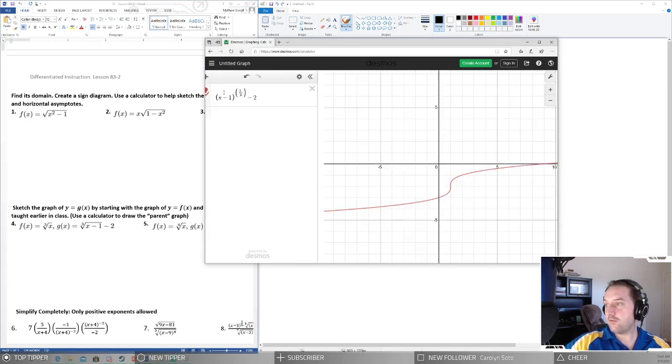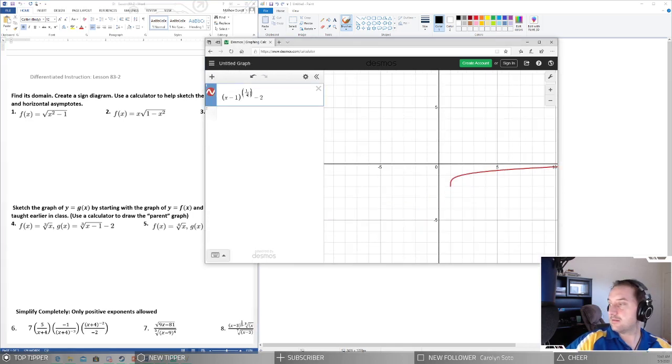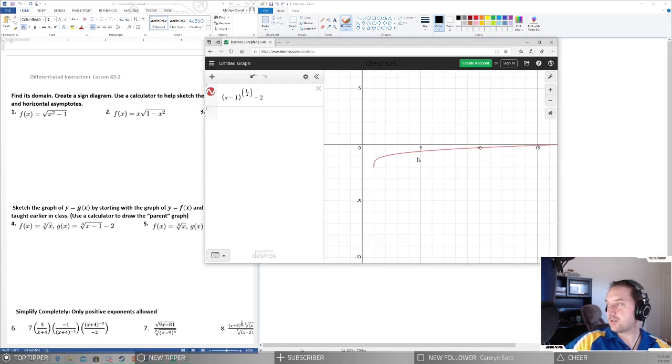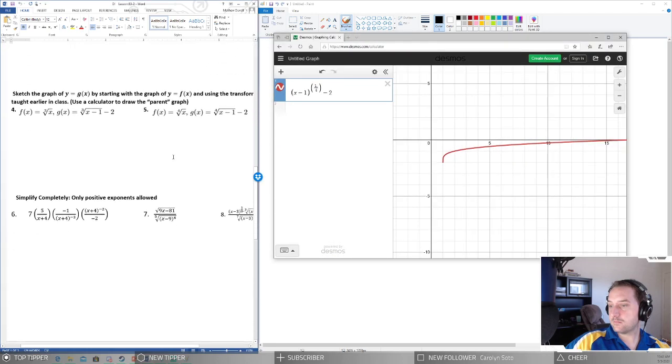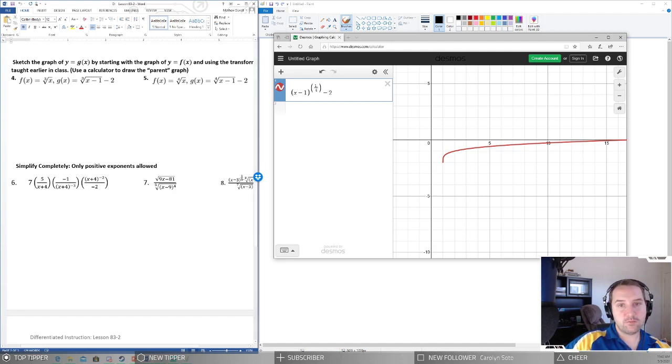For a 1/4 root, it looks like a square root function, but it's not as smooth. And so same idea without the shifting, it starts at 0, 0, and then with the shifting it moves over 1 and it moves down 2. So it moves over 1 and moves down 2. Any questions on numbers 4 or 5?